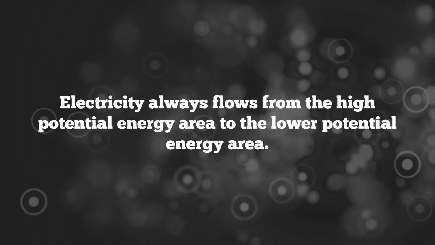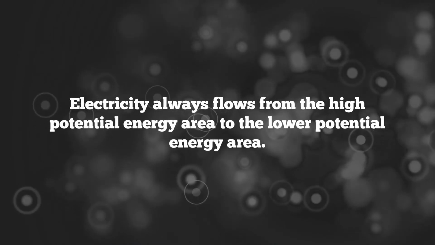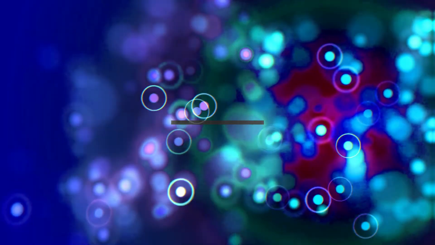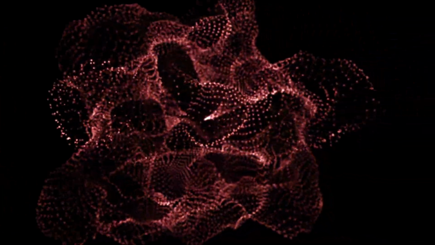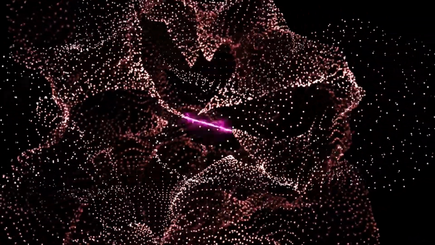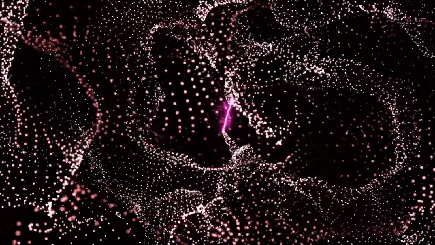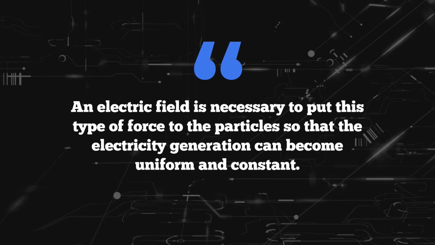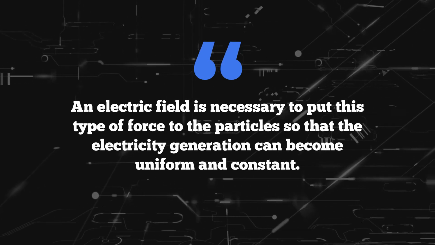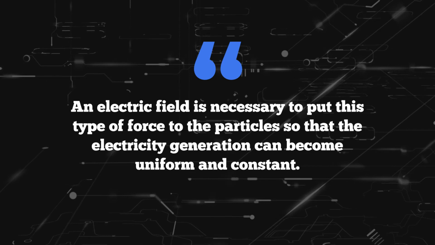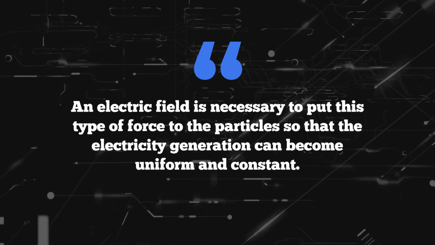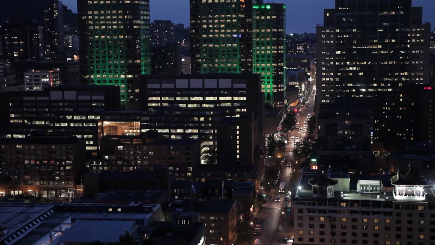Electricity always flows from the high potential energy to the lower potential energy area. That is why if you keep oppositely charged test particles in a particular area, the current flow will be towards the negatively charged particles from the positively charged particle. An electric field is necessary to put this type of force on the particles so that the electricity generation can become uniform and consistent. So we have discussed electricity and its generation procedure.